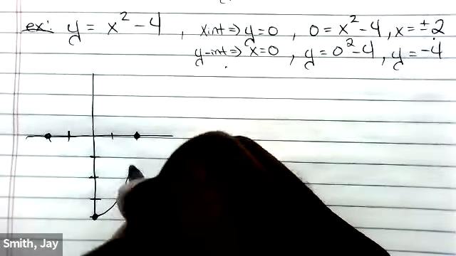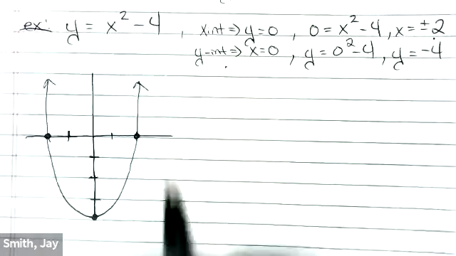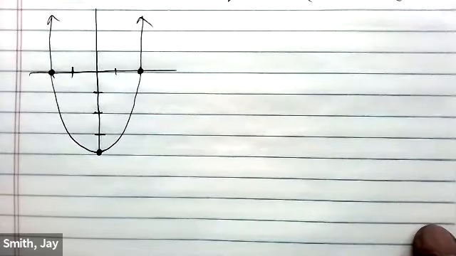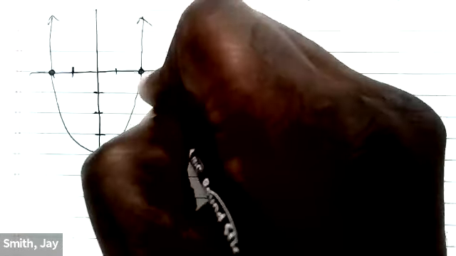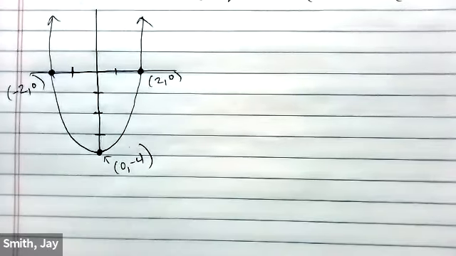But if we combine those points, we'll see we have a parabola facing upward. It goes through the ordered pairs (-2, 0), (2, 0), and (0, -4). Keep in mind, we do have graphing calculators. Good idea to check your graphing calculator. Use your graphing calculator to check the graph that you're plotting by hand.